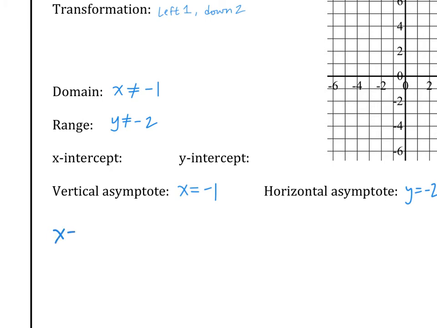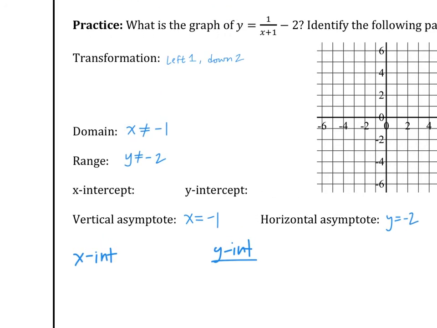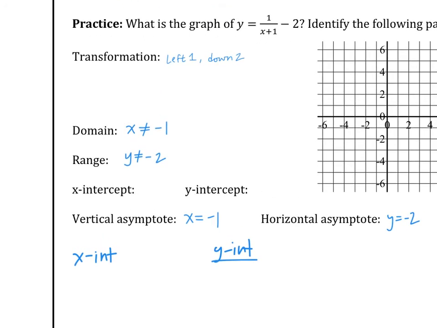Those are the tricky ones. Y-intercept is very easy to solve, so let's do that first. Y-intercept was when what happens? X equals 0. So y equals 1 over 0 plus 1 minus 2. So that is y equals -1. Okay. So we have a point at (0, -1).